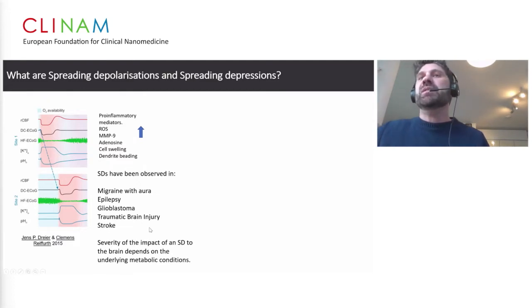And it's very important to stress that the impact of one of these spreading depolarizations really does depend on the underlying metabolic conditions of the brain. So if you have a good blood flow, if you've got lots of oxygen and energy getting to the brain, then the brain can recover from one of these events within 5 to 10 minutes. However, if you have a metabolic challenge and you're not getting oxygen and energy to that area of the brain, then the consequences of one of these things could be really quite catastrophic.